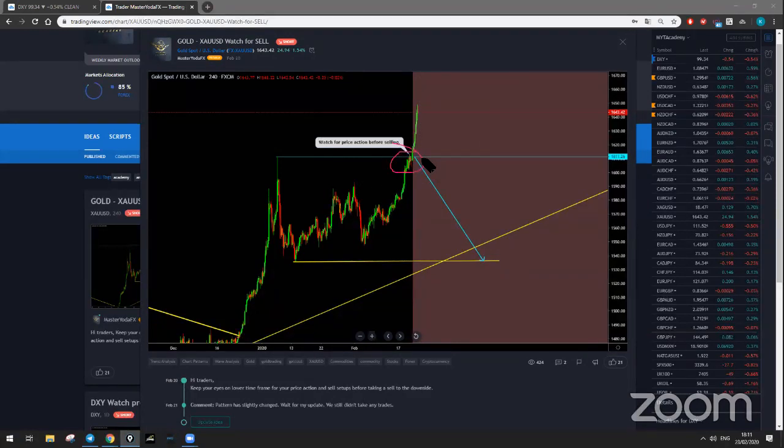From the spot we didn't take any sells, but we are still watching for a sell. That move didn't change our view. So we are still waiting and anticipating for that move. So why didn't we take that sell? Because we didn't have any sell setups earlier.